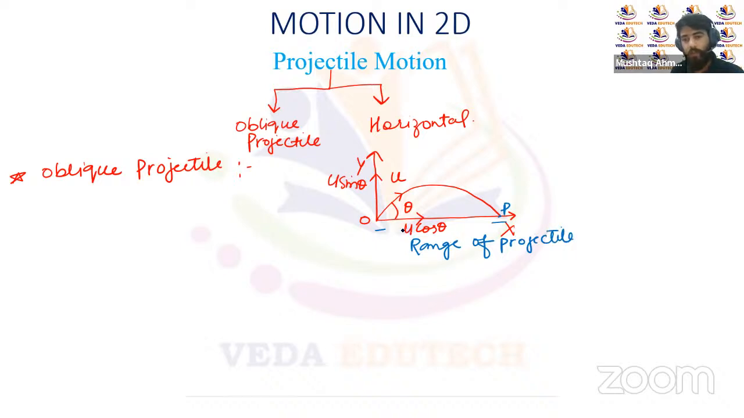The time taken by this projectile to hit the same horizontal level, we call the time of flight. So time of flight is the time taken by this projectile to hit back on the same horizontal level, right? And the maximum height attained by this projectile, that's what we call h max, or maximum height.